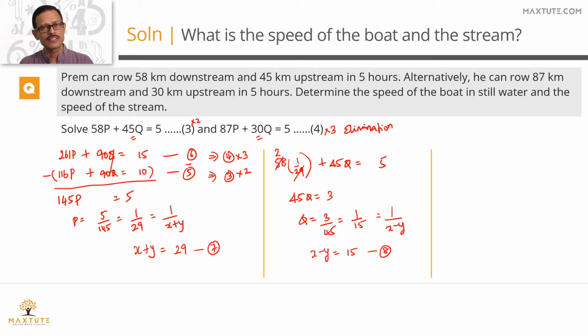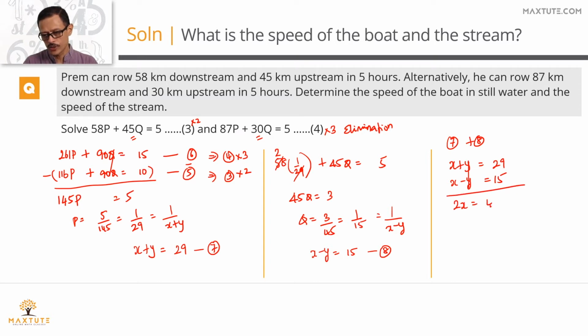It's a very simple, straightforward set of equations to solve to get the value of x and y. Let's add equation 7 to equation 8. When we do that, we have x plus y is equal to 29 and x minus y equals 15. Add these two equations. Y gets cancelled with minus y. We get 2x equals 44. If 2x equals 44, then the value of x is equal to 22.